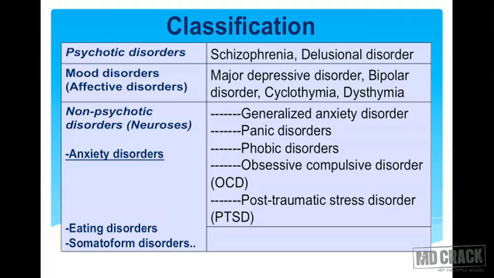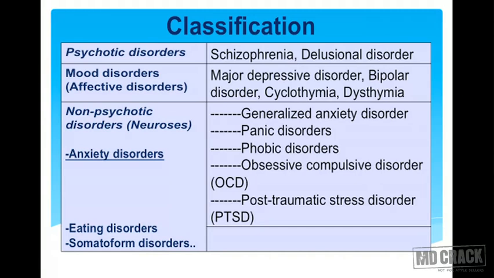Then bipolar disorder in which there is unstable mood, and 2 more disorders, cyclothymia and dysthymia. So mood disorders or affective disorders include major depressive disorder, bipolar disorder, cyclothymia or dysthymia. The next one is non-psychotic disorders, and I'm specifying non-psychotic means there are no psychotic symptoms. When I speak of psychotic symptoms, I mean to say the ground reality is lost. When I say ground reality is lost, what I mean is the thought is in problem and the patient is likely to get delusions, the patient is likely to get hallucinations.